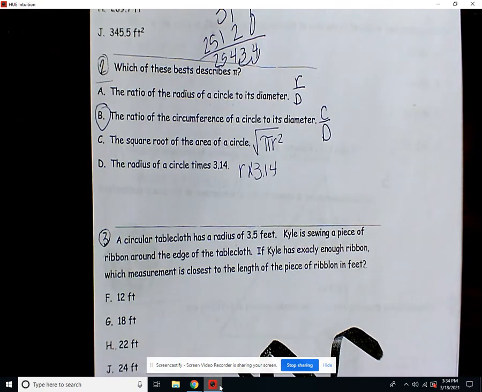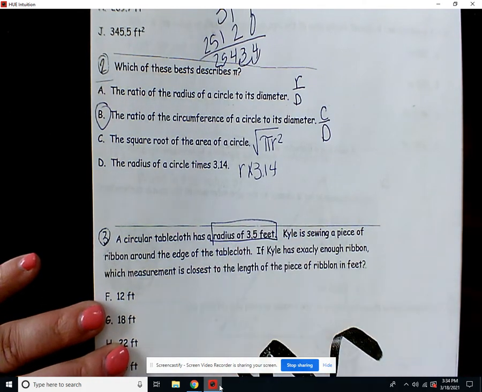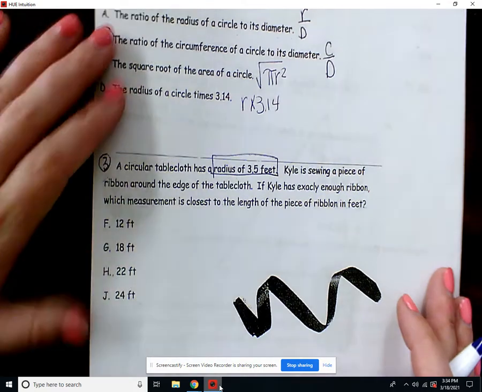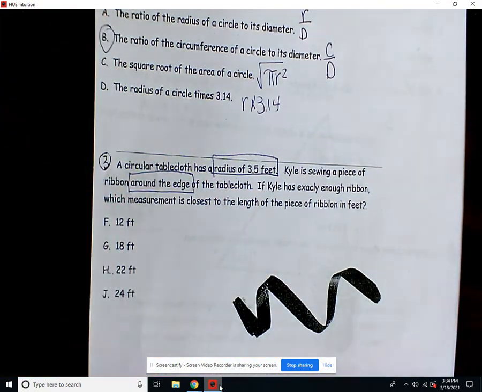A circular tablecloth has a radius of 3.5 feet. Kyle is sewing a piece of ribbon around the edge. If Kyle has approximately enough ribbon, which measurement is closest to the length of the piece of ribbon? Okay, this one doesn't say radius or area. So you have to know what going around the edge means, and that is going to be circumference.